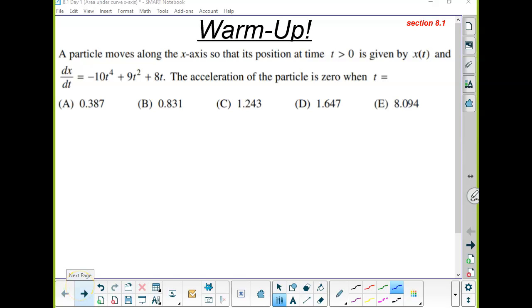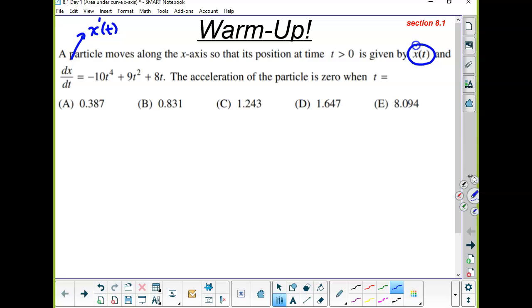A particle moves along the x-axis, so its position at time t greater than 0 is given by x of t. Now, notice, that's just the first value. That's the original function. They call it x of t. And then they give us dx/dt. This is the same thing as the derivative of the position.